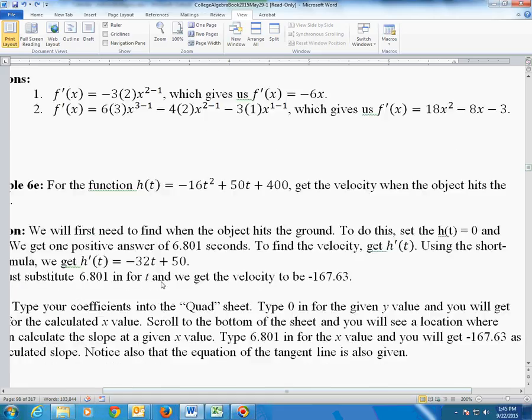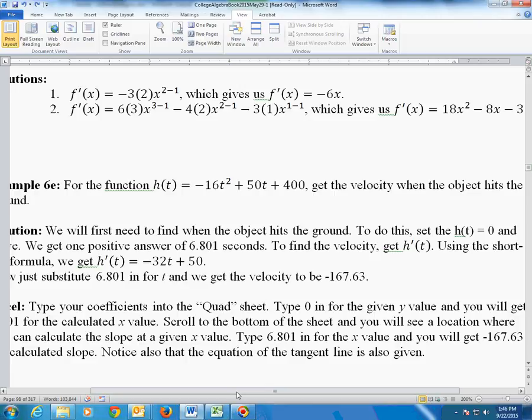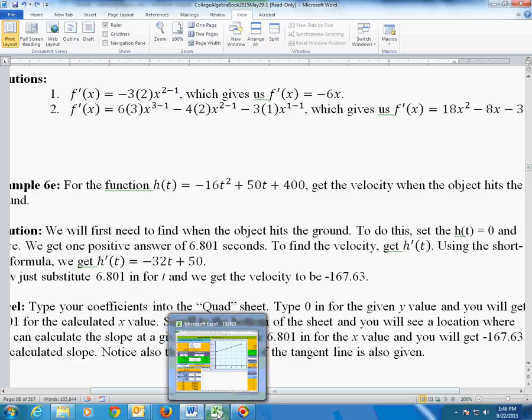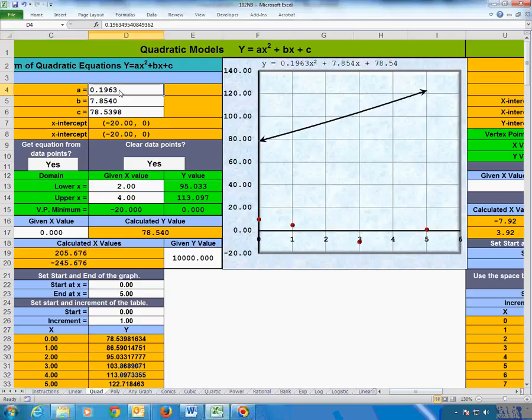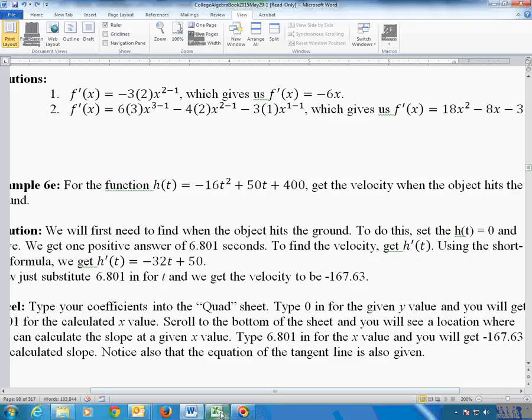Okay, here's an example. It says for this function right here, get the velocity when the object hits the ground. Okay, the first thing you need to do with this is find out when this thing hits the ground. Well, when it hits the ground, the height is 0, so you're just solving this quadratic, setting it equal to 0, and you can do that easily on the quadratic sheet. I'll just go there and type in my coefficients of negative 16, 50, and 400.